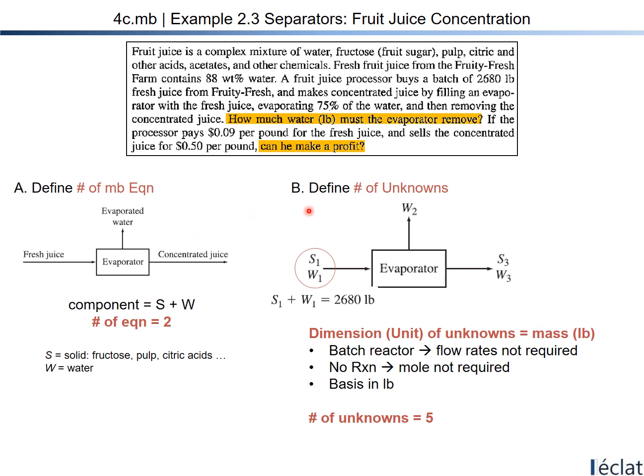Let's go to step B, to define the number of unknowns. Unknowns are variables, so it's time to define the variables. The fruit juice, which is a mixture of solid and water, is introduced into the evaporator. And finally, we have the fruit juice with more concentrated solid, as this one. And then in the second stream of output, we could have some water, which is evaporated from the raw materials. So S1, W1, W2, S3, W3: stream 1, stream 2, stream 3. So 5 unknowns or 5 variables are defined. We don't have any reactions, so there are no system variables.